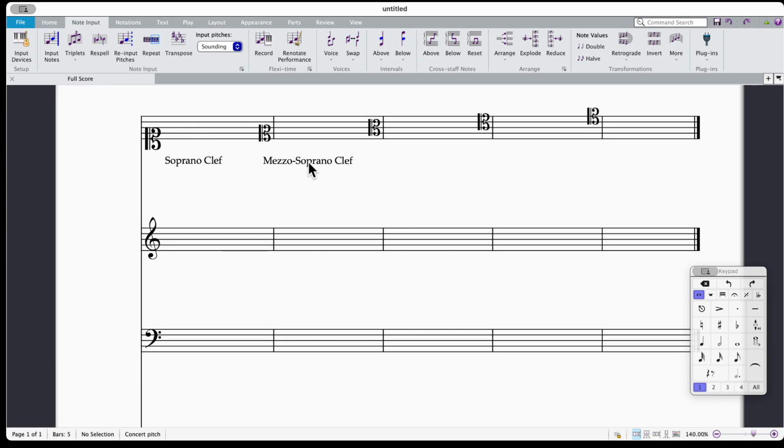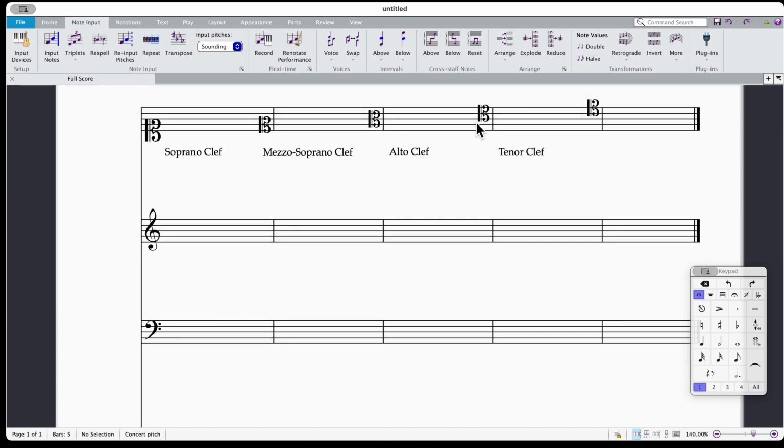And as we go lower in pitch, mezzo-soprano is for the lower women's voices, and for the lowest female voice, alto clef is right here in the middle. More on alto clef in a little bit. And then as we continue to go down, we have the higher men's voice of tenor clef right here. And then finally, we have a baritone clef right there. Baritone clef is right here.